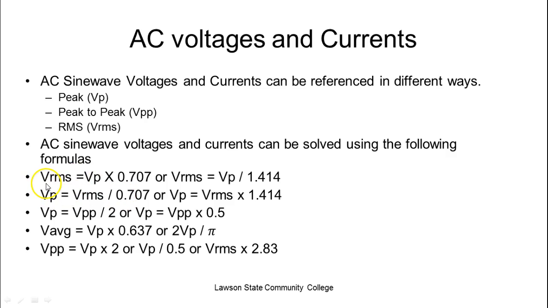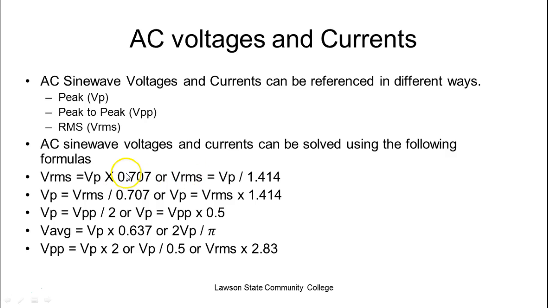So if I want to go to RMS, if I can remember this 0.707, then all I have to do is either divide by 0.707 or multiply by 0.707. And of course, I know if I multiply by a fraction, I come up with a smaller number. If I divide by a fraction, I come up with a larger number. So VRMS is always less than V peak. So if I know V peak, then I can calculate VRMS by multiplying it by 0.707. Or I could divide it by 1.414, which is the reciprocal of 0.707.